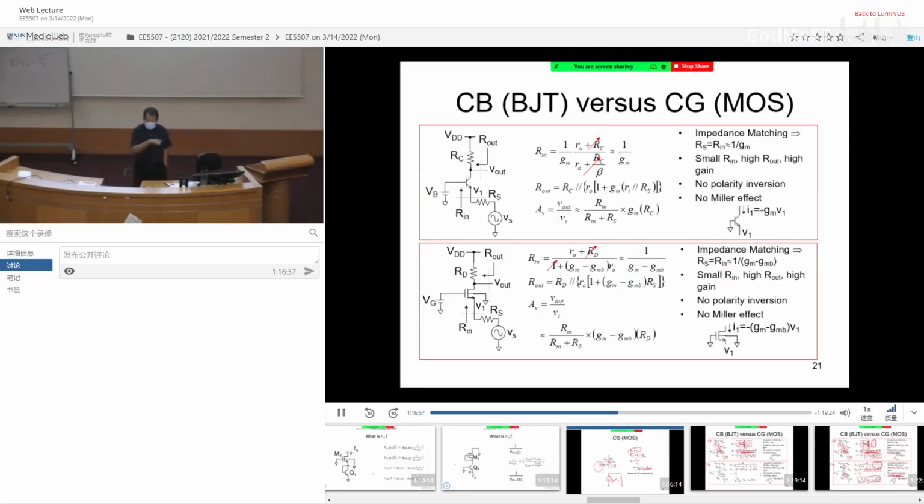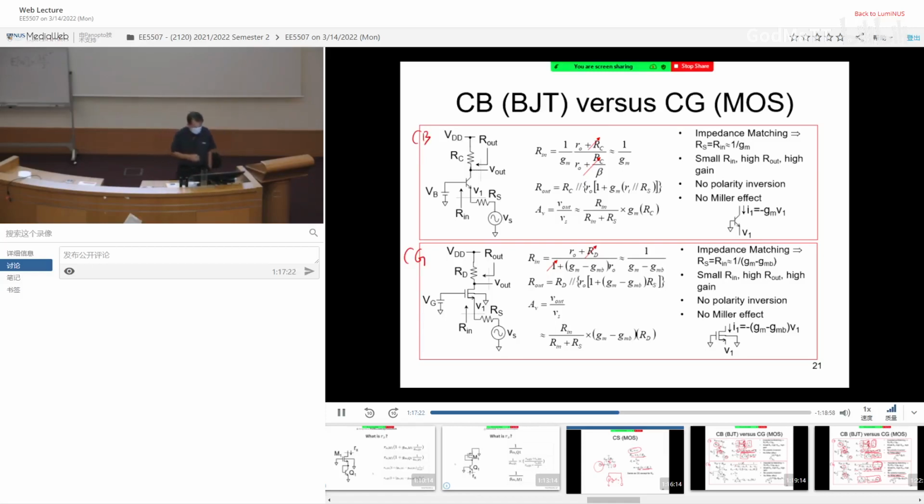Now, we have the input connected to the base or the gate, output coming out from the collector or the drain. Let's look at the second scenario. Input connected to the emitter or the source, output coming out from the collector or the drain. So the first one is CB. The second one is CG.